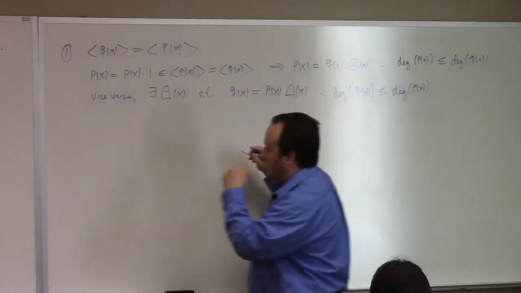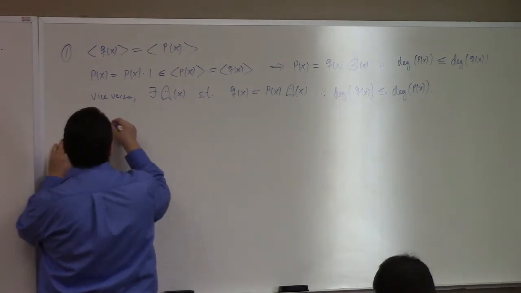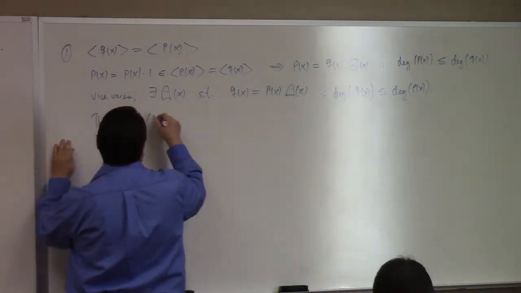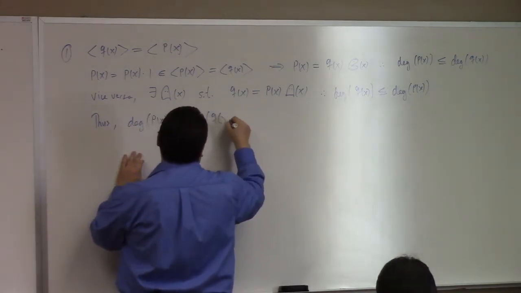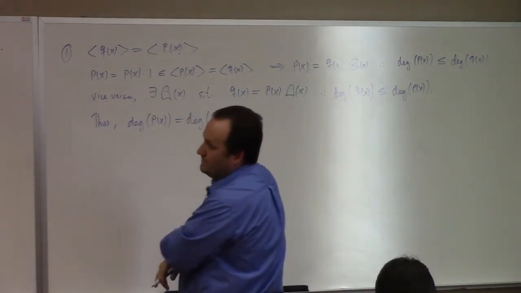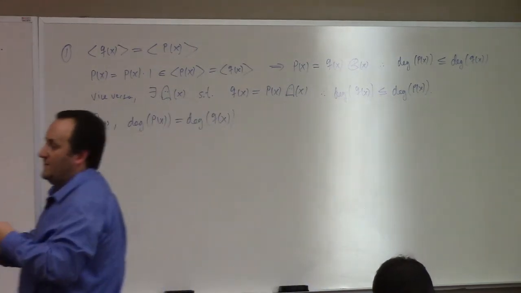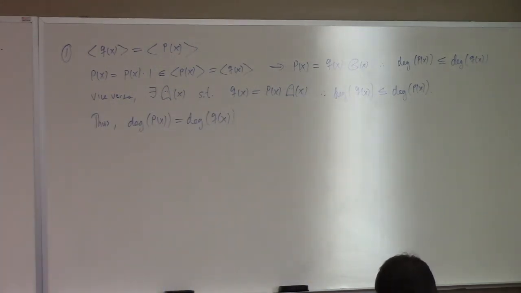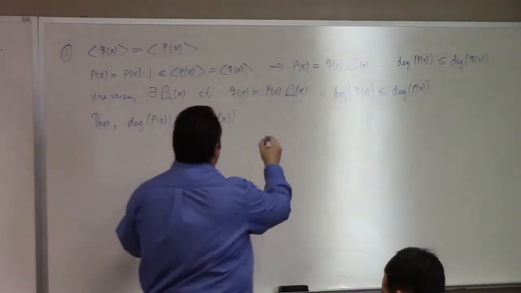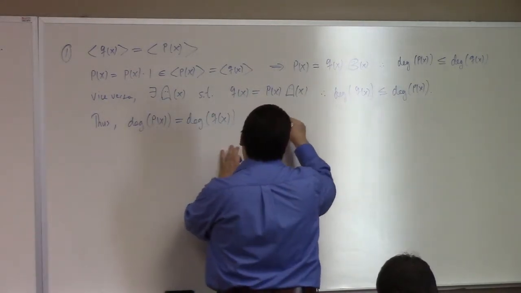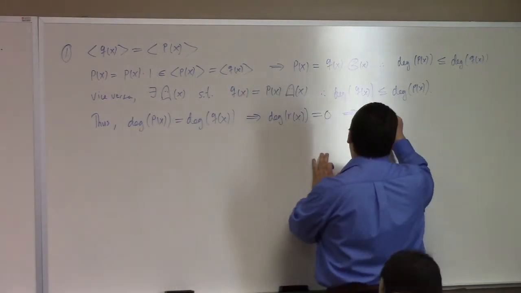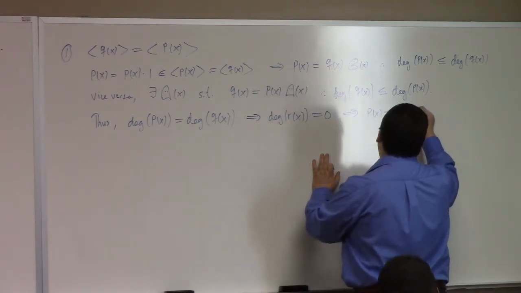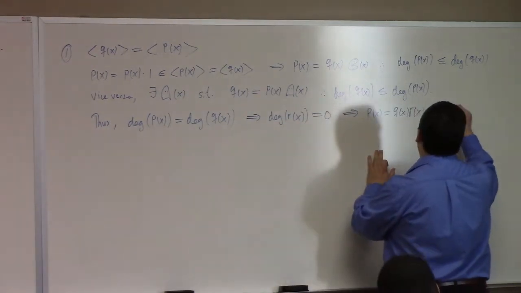But the only way you can thread that needle is to have them equal. The degree of p of x has to be equal to the degree of q of x, which says what? Going back to our initial setup, that implies that r of x is what? Degree 0. Right. Which implies that p of x equal to q of x r of x is not a reduction.